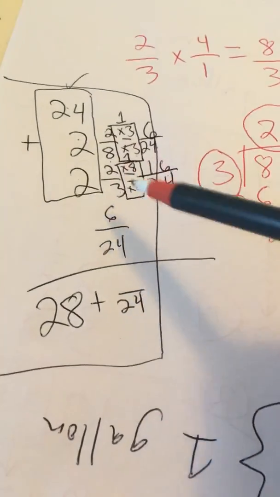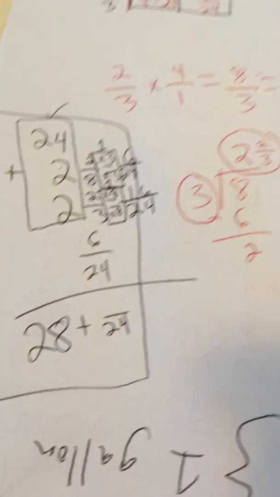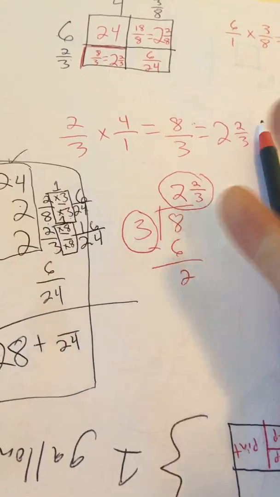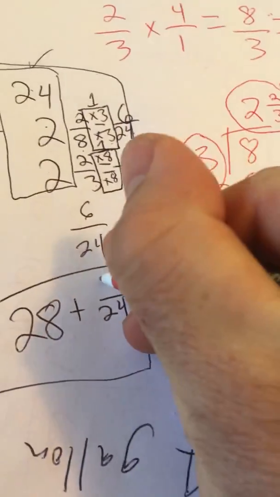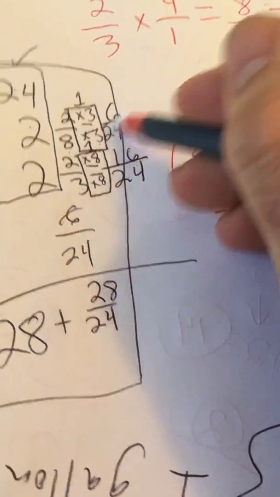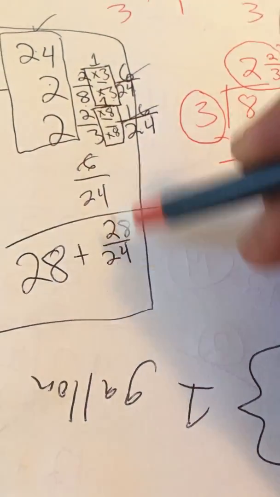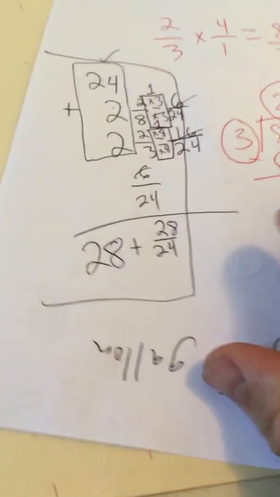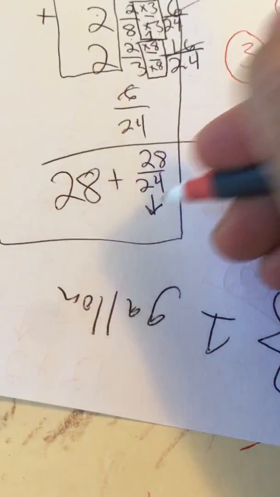So now we can add them up. 6 24ths plus 16 24ths would be 17, 18, 19, 20, 21, 22 24ths. Plus 6 more makes 28 24ths. 6 plus 6 is 12, plus 16 is 28. And our denominator was 24. So we're almost done. This is more than 1.